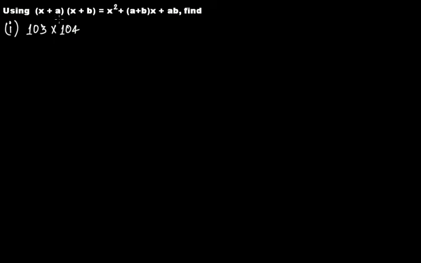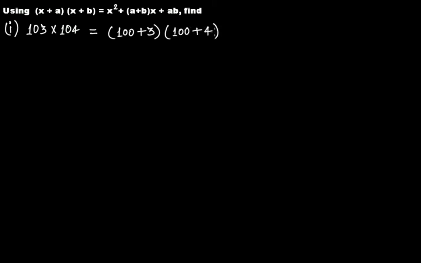Using (x + a)(x + b) = x² + (a + b)x + ab, find the values of these expressions. So you have some expressions here, and you have to find their values using this identity. Now, if you remember, we have discussed in our earlier video tutorials that this is actually a general identity, not a standard identity. So if you look at this expression, then if you rewrite it as (100 + 3) multiplied by (100 + 4).